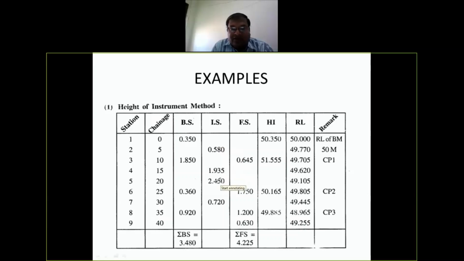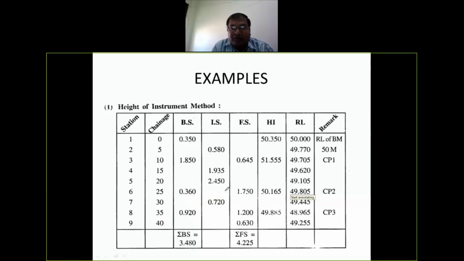Then the sixth one is also your IS value, so you have to enter it here. Then the seventh one is your foresight value, so you have to enter it in the foresight column. Then immediately the eighth one will be your backside, so in the same row, you have to enter the backside value. You can see, in sequence, you have to put all the readings.